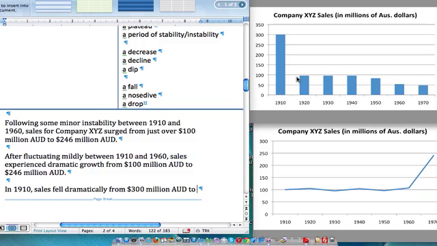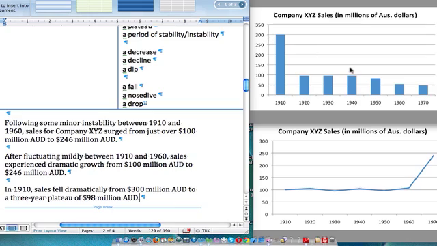So we could say, so in 1910 sales fell dramatically from 300 million Australian dollars to a 3-year plateau of $98 million. I'm sorry, 98 million AUD, Australian dollars. Okay, so now we've described from 1910 to 1940.